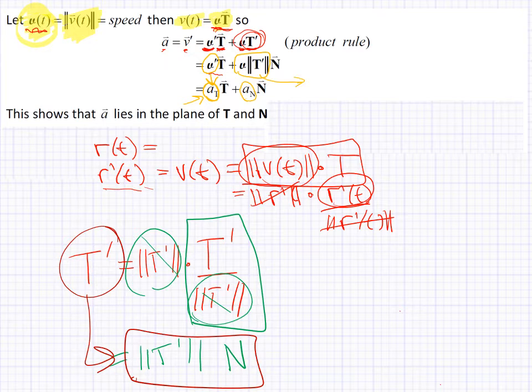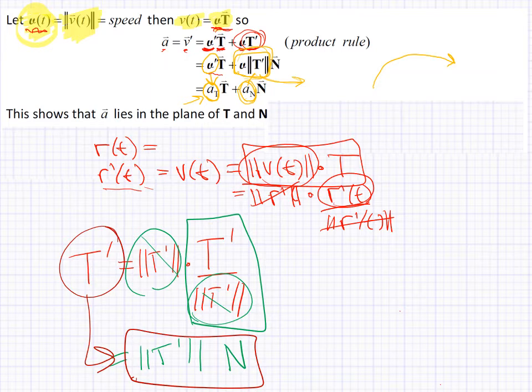Now, this magnitude of T prime, this component here, has something to do with what we're going to talk about in the next lesson that deals with something called curvature. If this describes the change in the direction of the velocity vector, it has something to do with curvature. Curvature is the amount of turn a curve has, and we'll get more into that next time. You're going to see how these are more closely related in the next lesson. But nonetheless, this whole component we're going to call a sub N, and this is going to describe the change in the direction of the velocity vector.